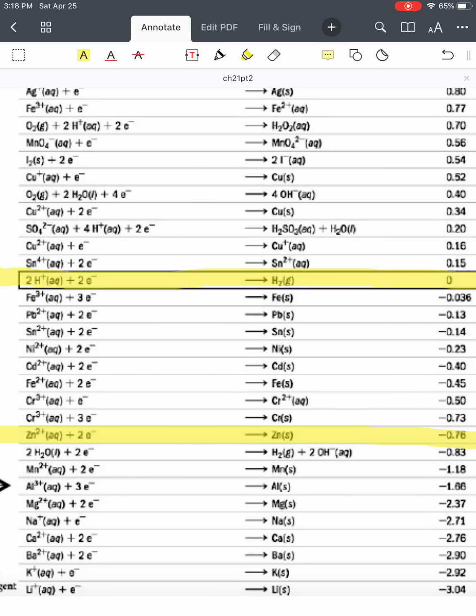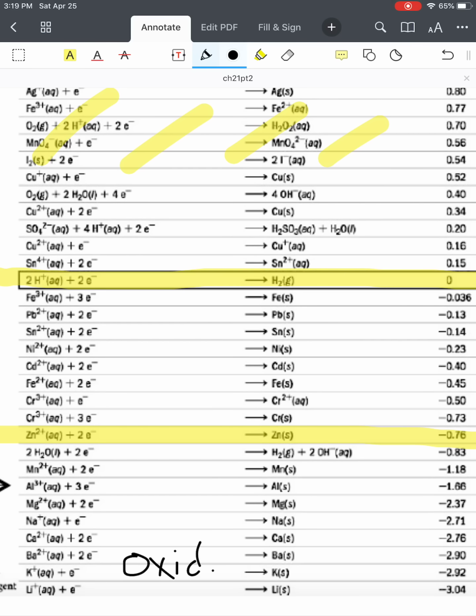So what does that tell us about the relative tendencies for these two materials to wish to exist in their reduced states? Remember, the higher we go on the table, things that are up here, large positive numbers, they really want to be reduced, don't they? And things down at the bottom prefer to be oxidized, or they want to exist in their oxidized form. That's their tendency.